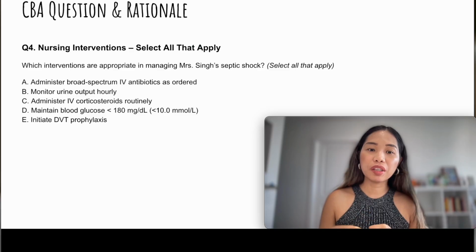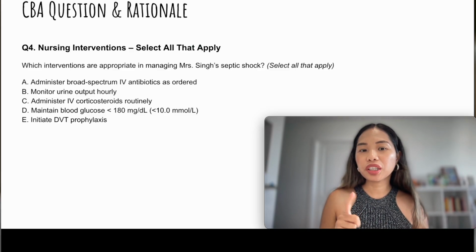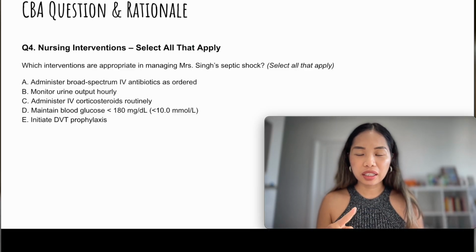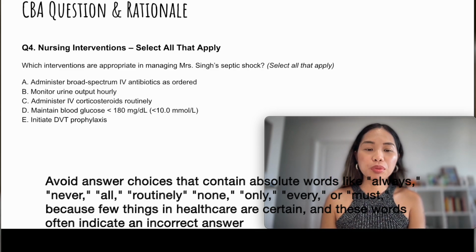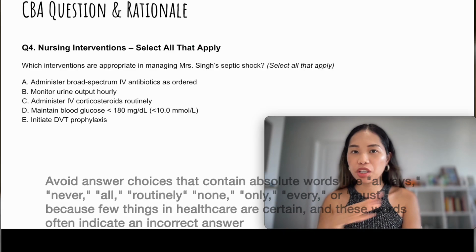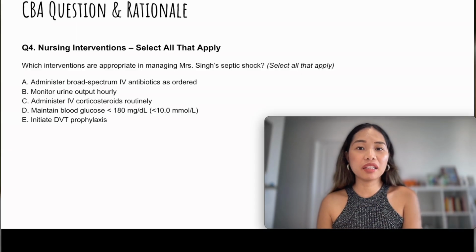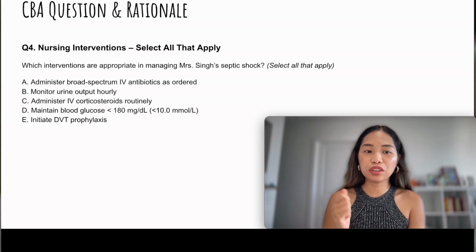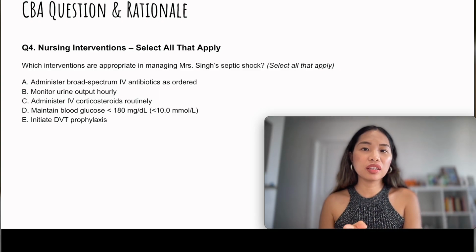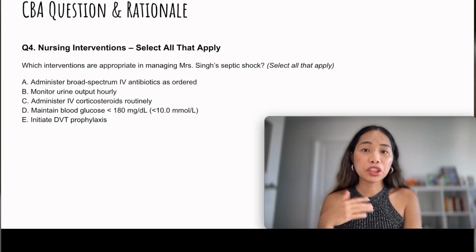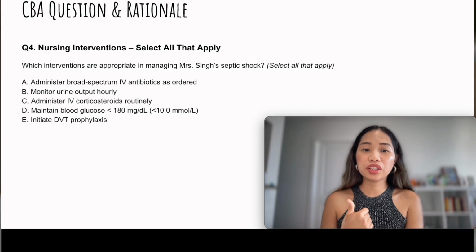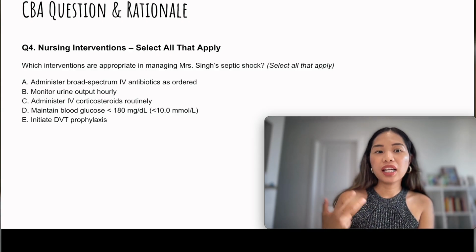Also, a test tip for you: if you look at letter C, it says, administer IV corticosteroids routinely. When you see the words routinely, always, every time, be very careful in choosing those, because basically what it's telling you is this is something that you have to do in every case scenario, all the time. And nursing exams like CBA and NCLEX, they don't like those. They don't like absolutes. They don't like the words always, routinely, every time, unless it's about patient safety. The answers here would be letter A, letter B, letter D, and letter E.